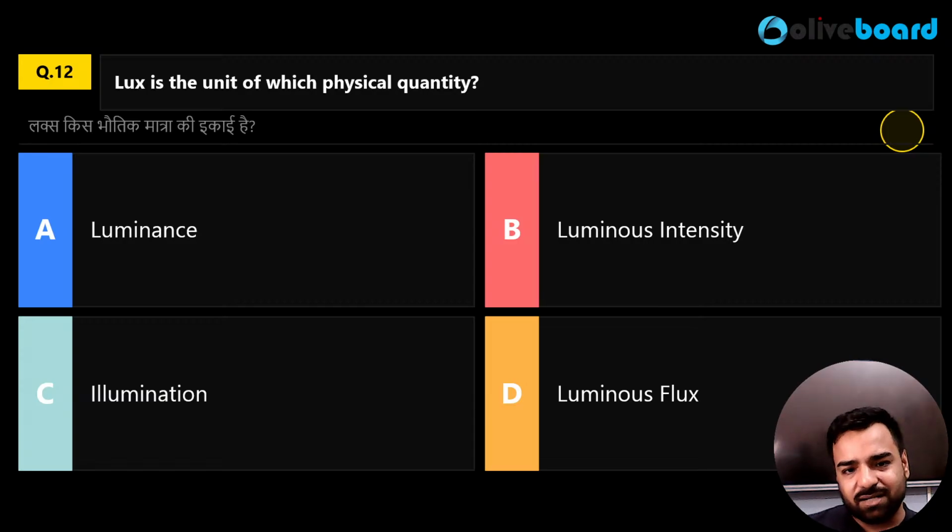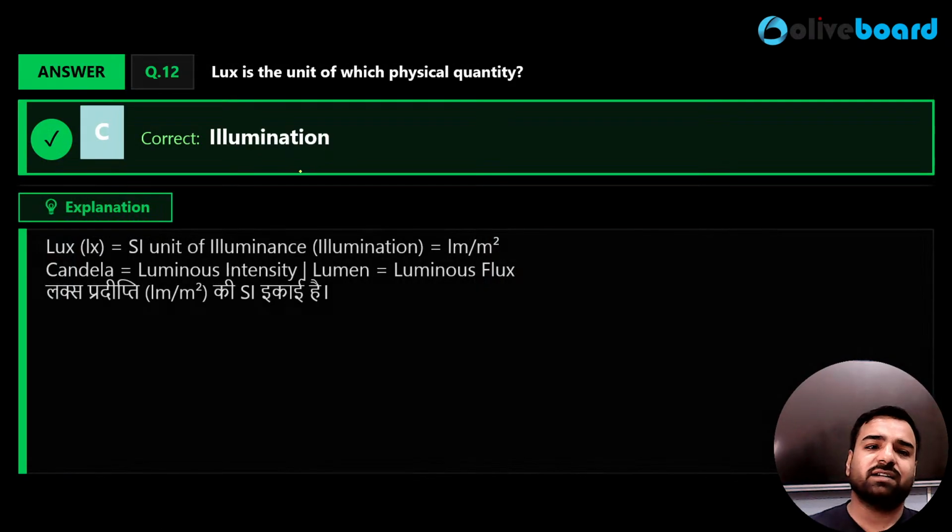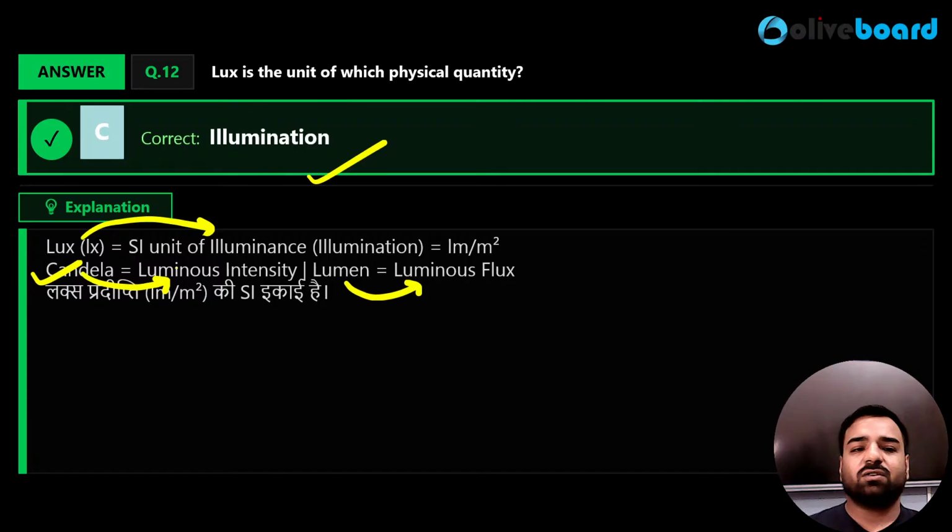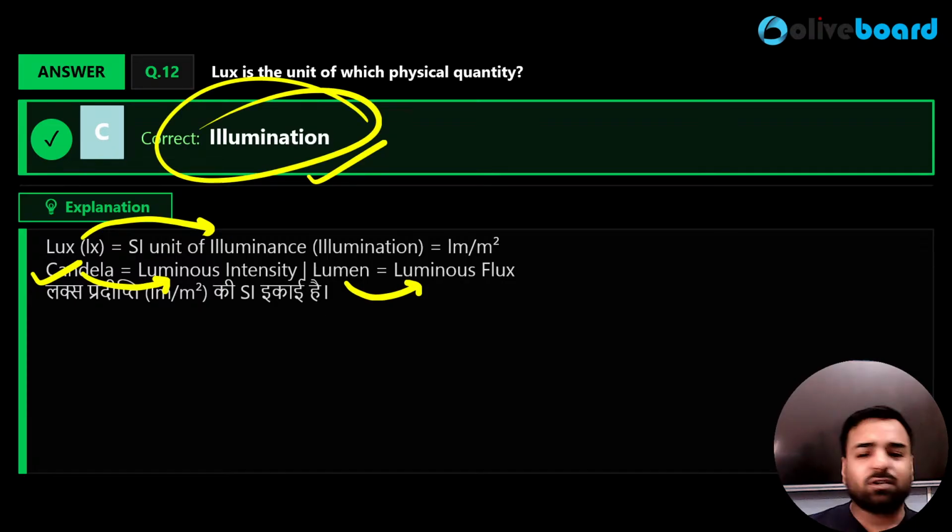Nah, Pavan, that's what I'm saying. Luminous intensity cannot be the answer. It would be illumination because candela is the unit of luminous intensity, right? Lumen is for luminous flux. So lux, that is the SI unit of illumination. So here illumination was the correct answer. These are quite confusing questions, but they are not typical. So you need to be aware of what kind of questions can be framed in the examination. Got it? Okay.